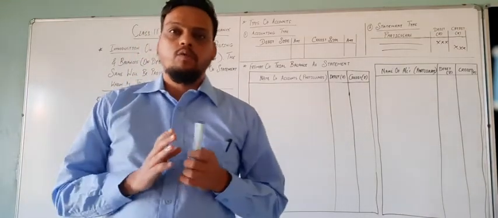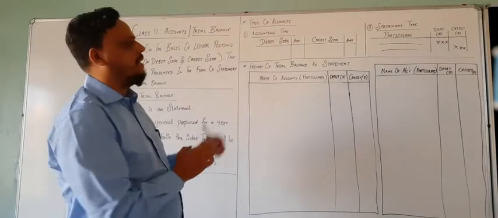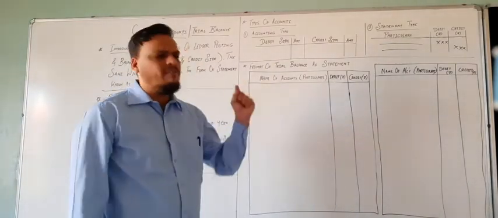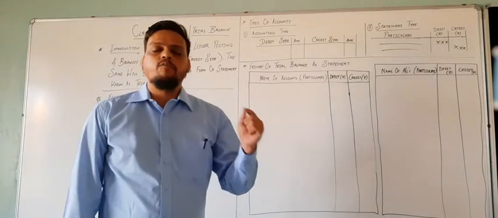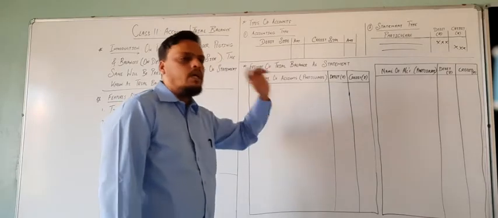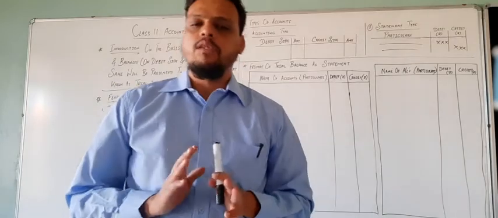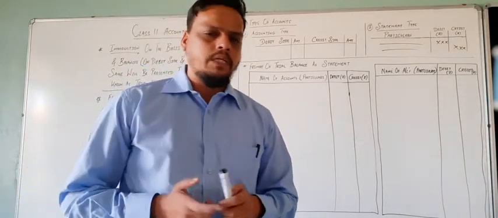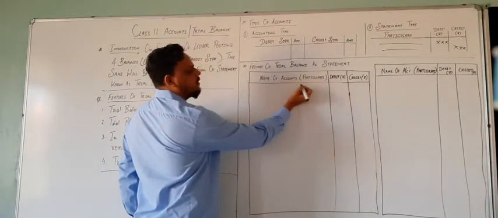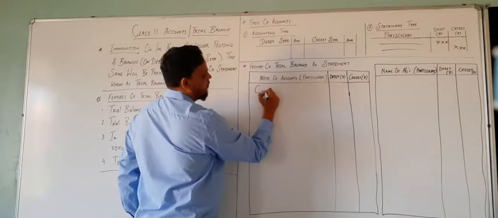Now we are going into the formation of the trial balance as a statement. How do you get the trial balance, or how do you make the copy of the trial balance as a statement? One thing should be very clear: the information entered in the trial balance statement is taken from ledger posting. Be careful with the statement. Let's begin with the first item, considered as name of accounts, particulars, debit and credit. First is capital.